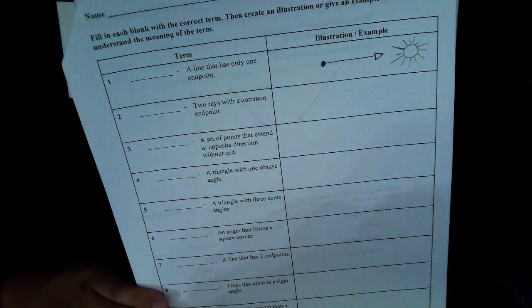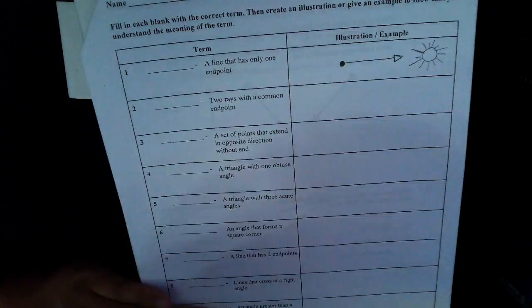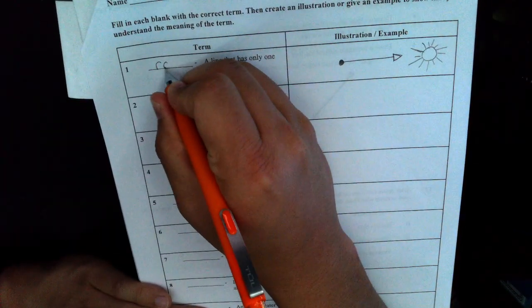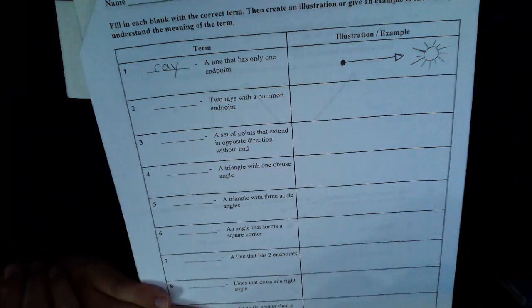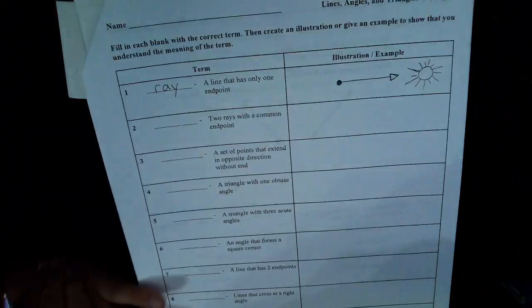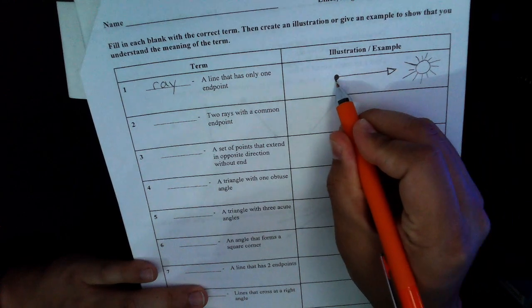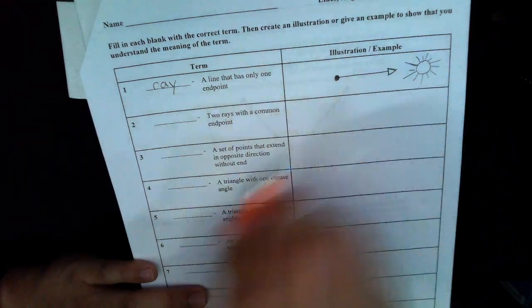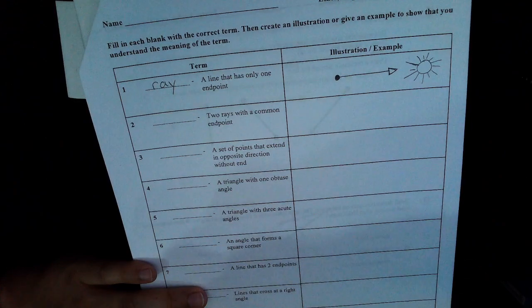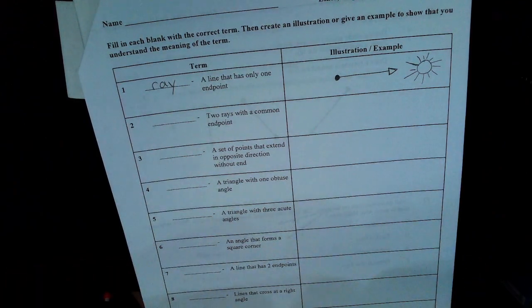Kylie? Ray. That's what we call this. R-A-Y. So this is a ray. It has one side where it stops, and the other side goes on and on forever. We call that a ray.